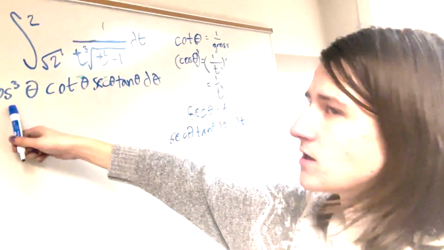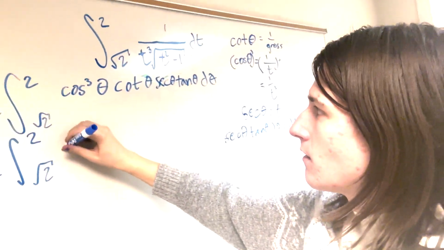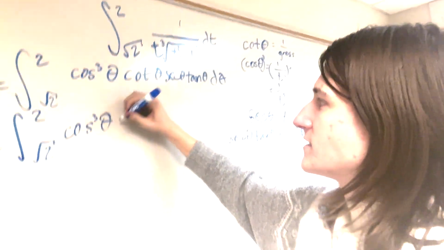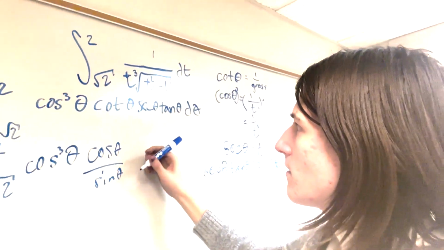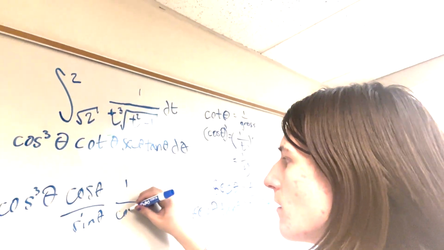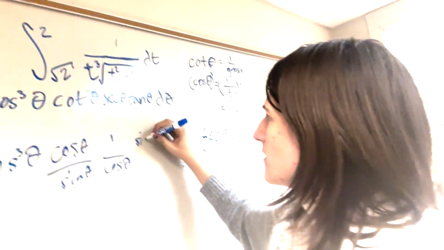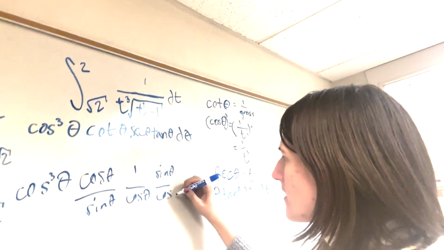Anyway, let's turn these all into just cosine and sine terms, because that's much easier to work with. Cosine cubed theta stays the same. Cotangent theta is cosine over sine theta. Secant theta is 1 over cosine theta, and tangent theta is sine theta over cosine theta.